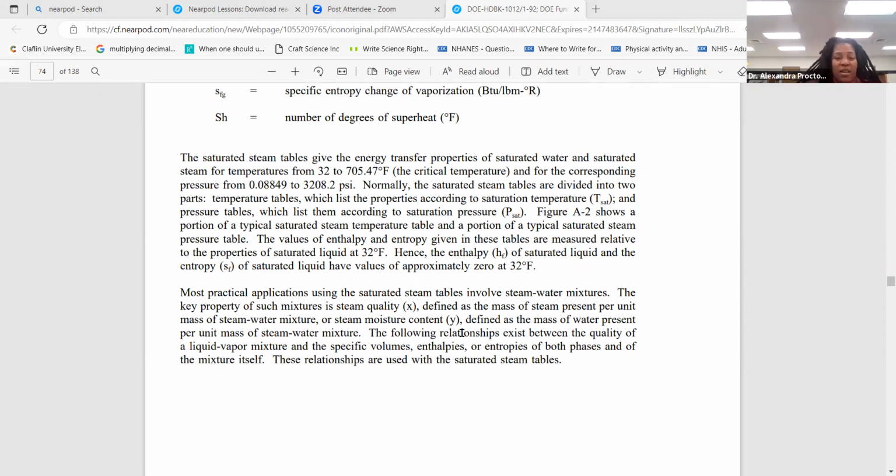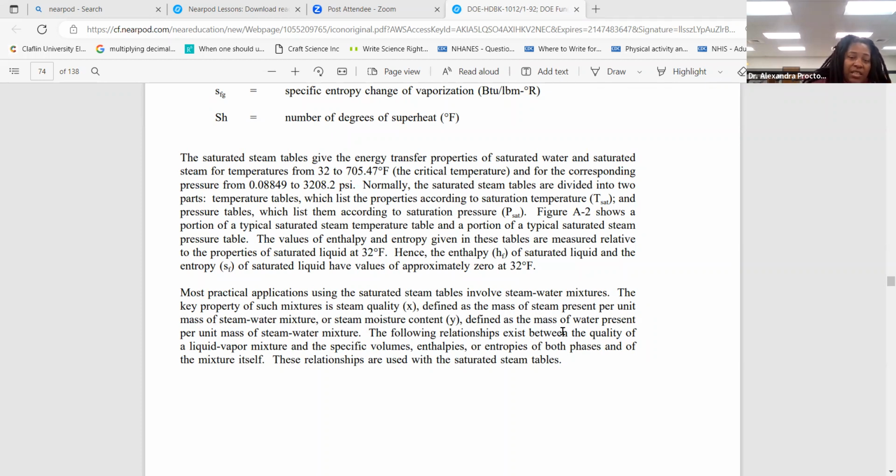Most practical applications using saturated steam tables involve steam water mixtures. This is a point at which these two phases coexist. The key property of such mixtures is steam quality, which is represented by X, the mass of steam present per unit mass of steam water mixture, or the steam moisture content, represented by Y, defined as the mass of water present per unit mass of steam water mixture.